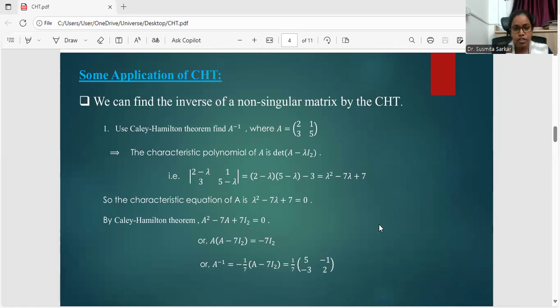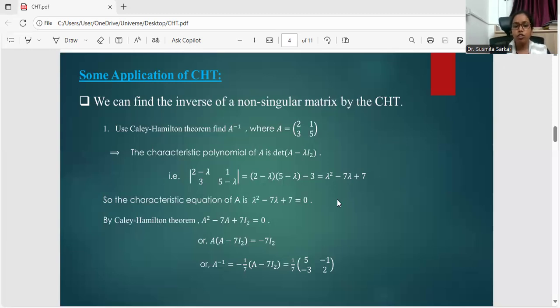To find A inverse, first find the characteristic polynomial of A, that is the determinant of A minus lambda I2. Since A is a 2 by 2 matrix, here let I2 be the 2 by 2 identity matrix, and after calculation we get the characteristic polynomial lambda square minus 7 lambda plus 7, and the characteristic equation of the square matrix A is lambda square minus 7 lambda plus 7 is equal to 0.